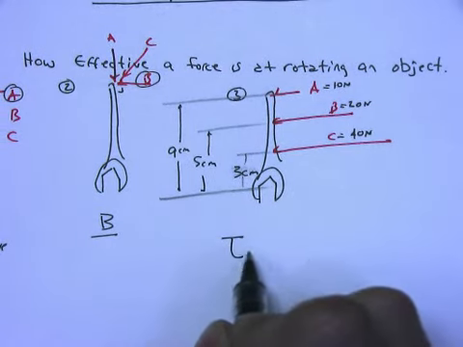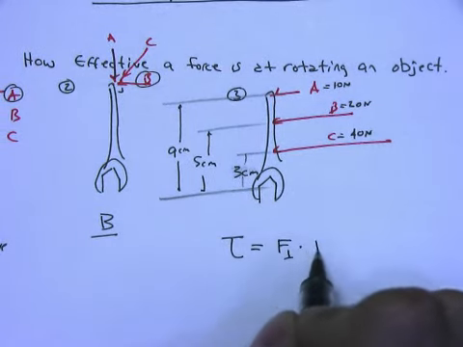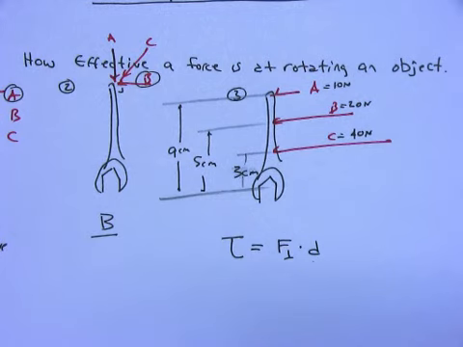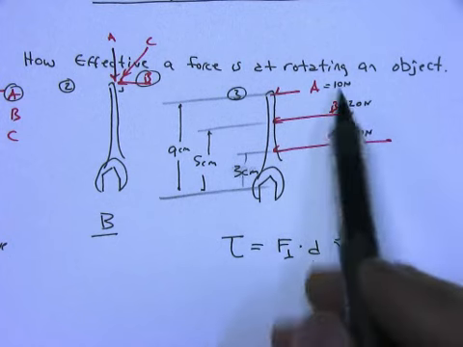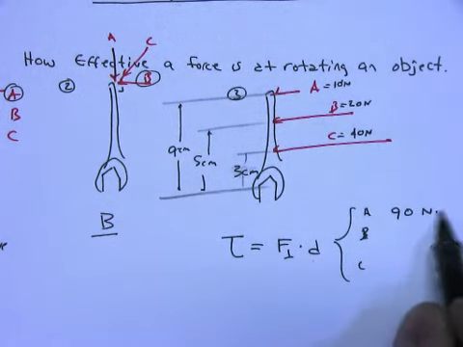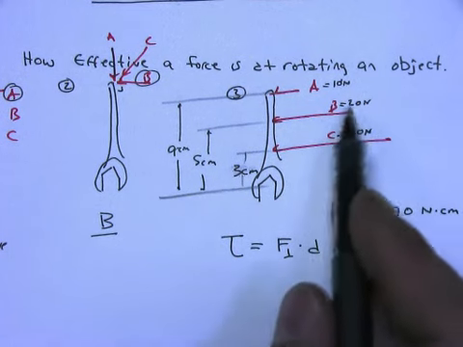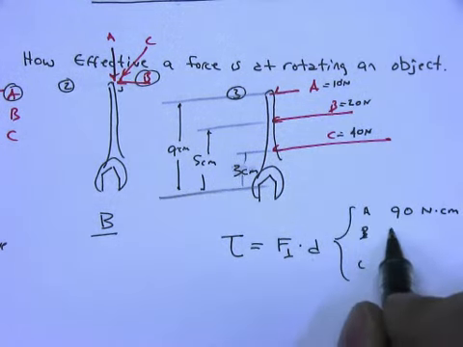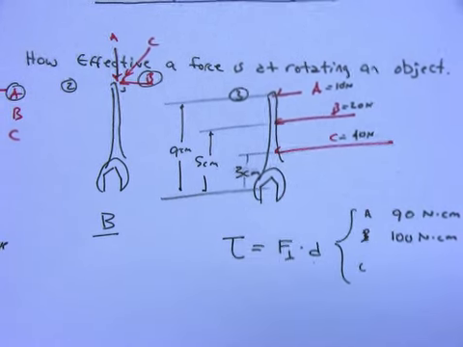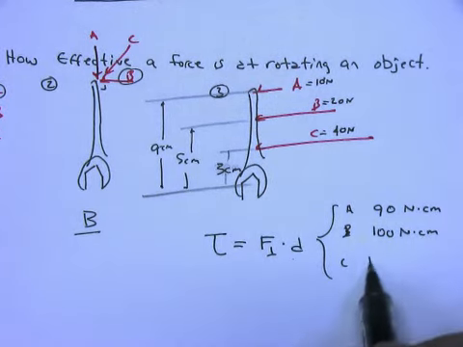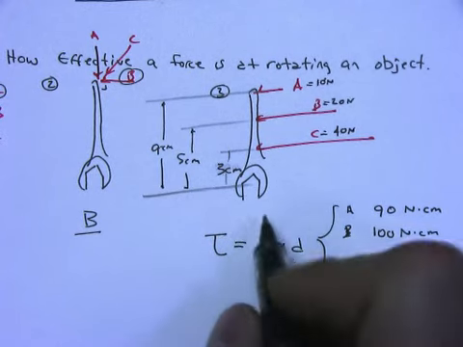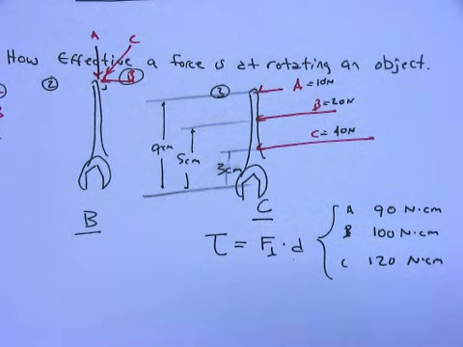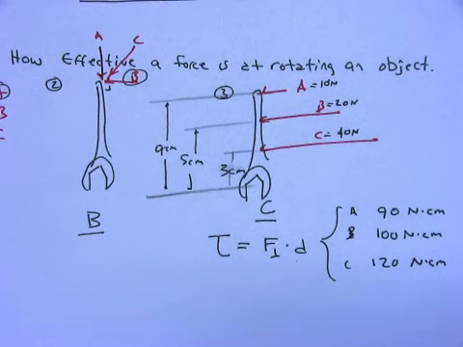Well, this brings us to torque. To actually find torque, you take the force perpendicular times the distance away from the center of rotation. So in each of these 3 cases, A, B, and C, force times distance. In A, you have 90 newton centimeters of torque. In B, you've got 20 times 5, which is 100 newton centimeters. And in case C, you have 40 times 3, which is 120 newton centimeters. So the most effective turning one in this case is C, because it has the most torque. And we find torque by taking force perpendicular times the distance.